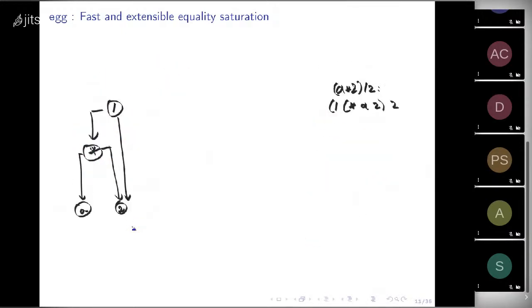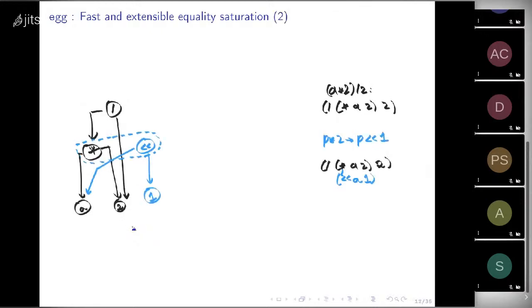So we start with this program, and remember that the first equality we tried to rewrite with was to say that a times 2 is the same as a left shift 1. So the general pattern was we had a p times 2 and we converted it into a p left shift 1.